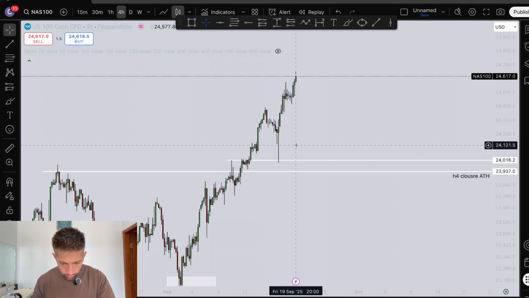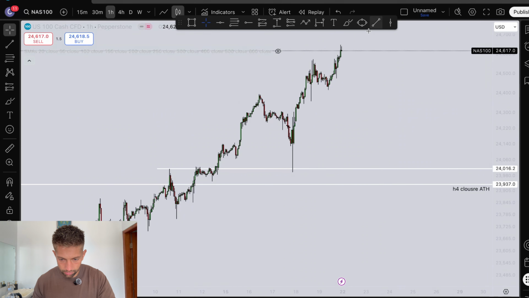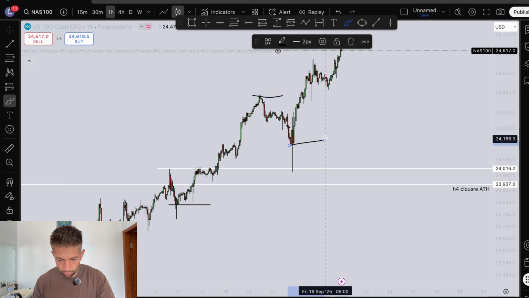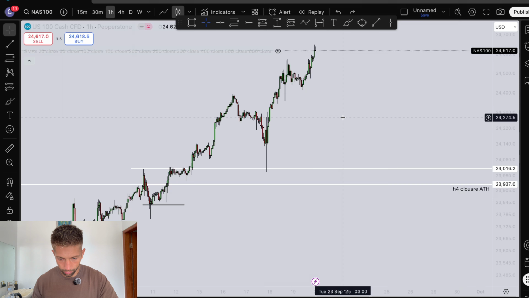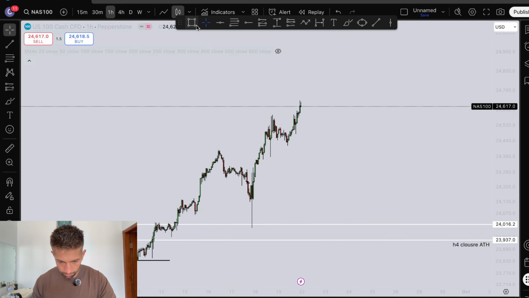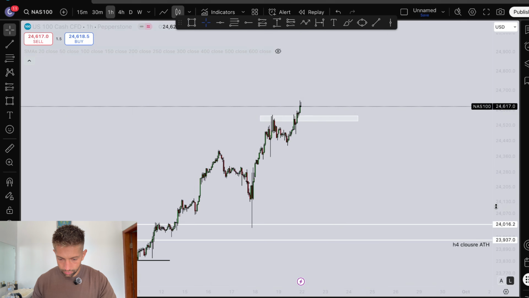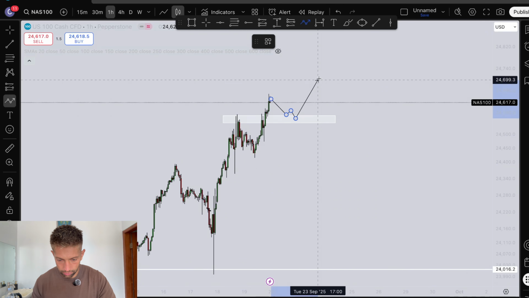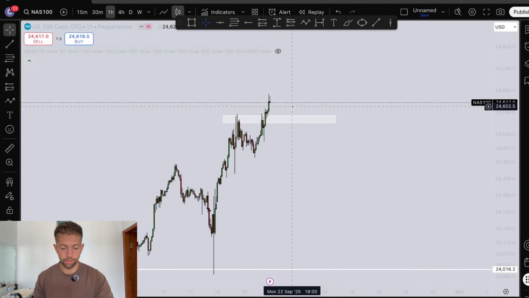As I said, right now the H4 structure, H1 structure looks the best. So low, high, low, high, high, low. So right now, what I'm gonna be waiting for is some type of a break and retest of this high, and yeah, basically something along these lines to go up on Nasdaq, because there is no reason to sell it.